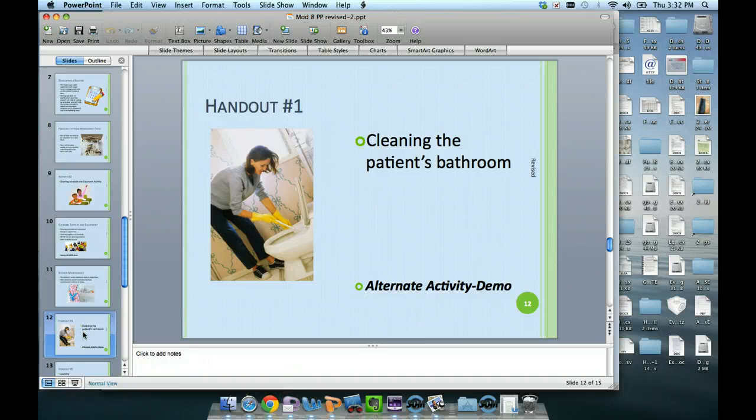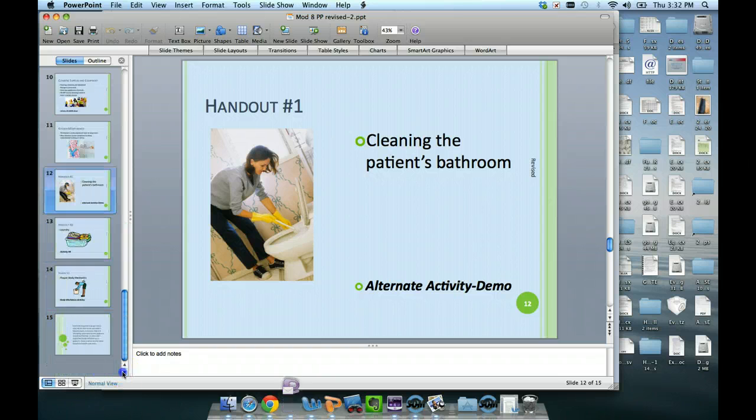So cleaning the patient's bathroom. Bathrooms, as you guys know, are havens for odors, microorganisms, mold, and mildew. It's important to make sure that they stay clean, and you can actually talk to the patient's family about ensuring cleanliness.